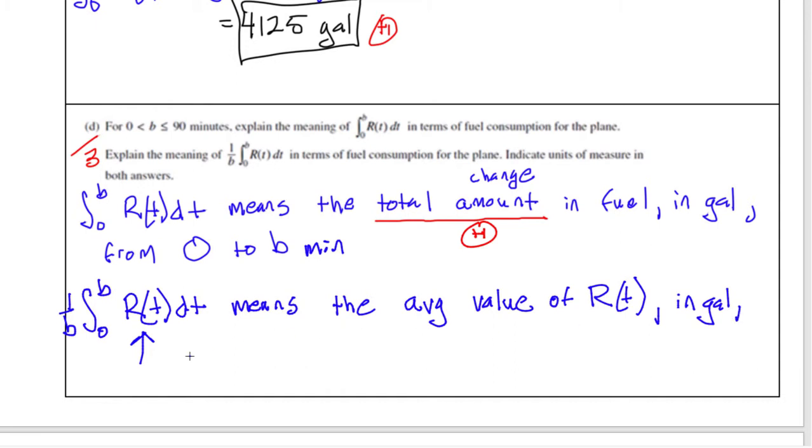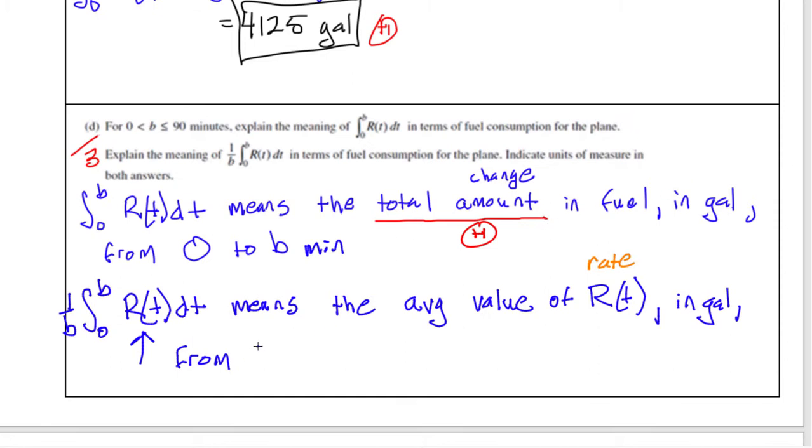Wait, average value of R of t. Does that mean the average rate? Nope, it's not a rate. Oh, it is the average rate. You're right. So R of t wasn't originally a rate. So you can say the average value of R of t or the average rate in gallons. You can substitute this R of t for rate if you want. For me, you put an average rate instead of average value. Is it because I didn't put R of t, so I wasn't really clear about it? Yeah, because I didn't know if you meant R prime of t or R of t.